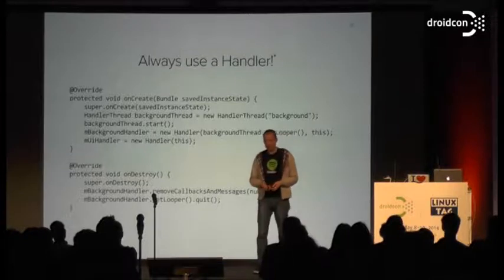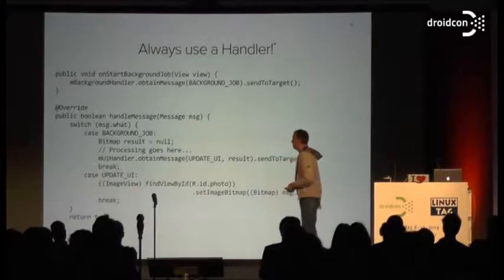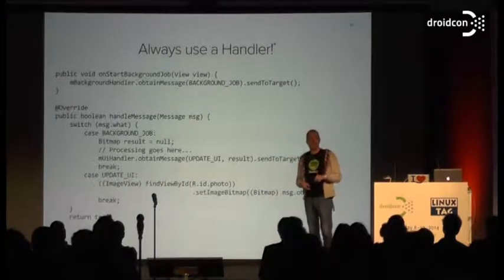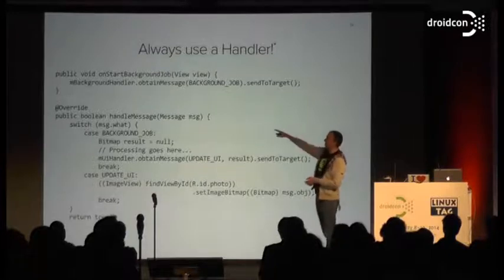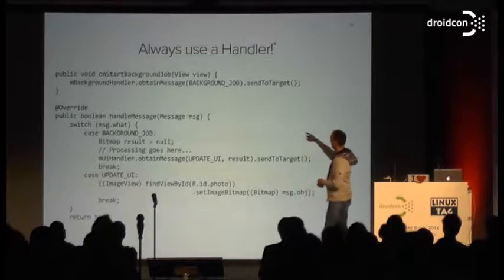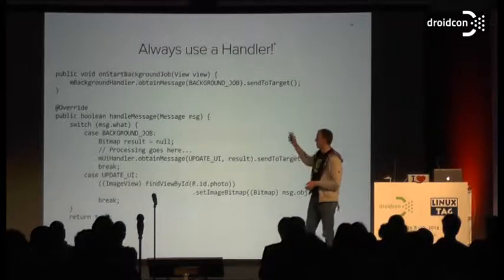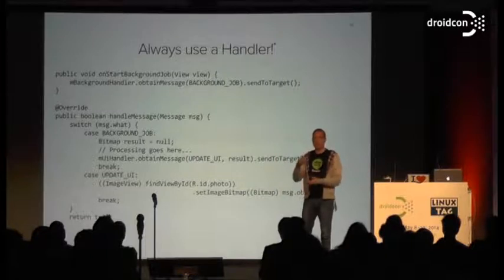So, how do you use this one? This is a very simple example. You have a click callback, so we can start background processing. What can I do with that activity? We really shouldn't do this, we should use a service, but in this case we just use the activity. So we're going to start a background job. We take the background handler, obtain the message, remember obtain, and send it to the target, which is the background thread. Great.